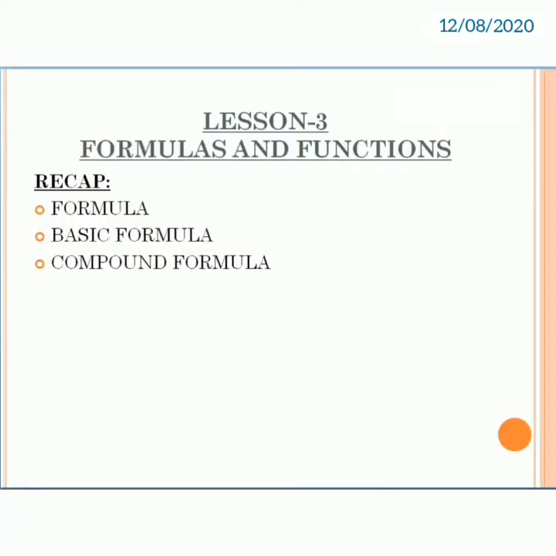Now before we start the session, let's do a quick recap of what we did in the last class. So, dear children, in the last class we learned about formulas and their two types. Remember? So, what is a formula? Let me tell you. A formula is an expression that includes cell addresses, numbers, arithmetic operators, and parentheses. Then we learned about the two formulas. What are they? Number one, basic formula, and number two, compound formula.